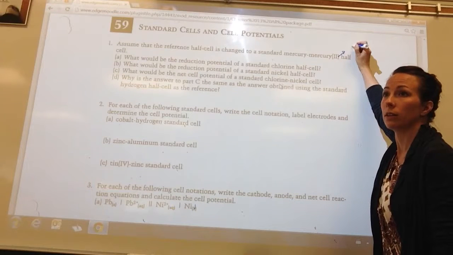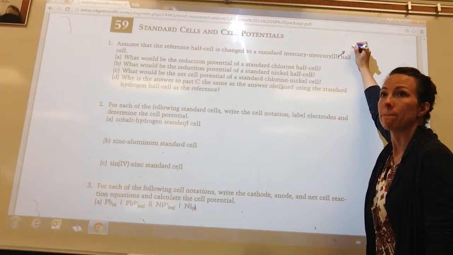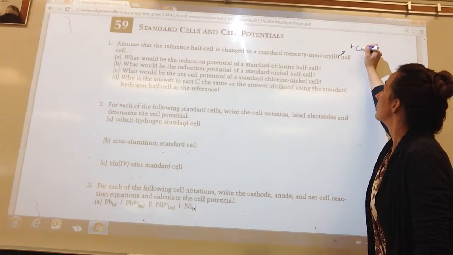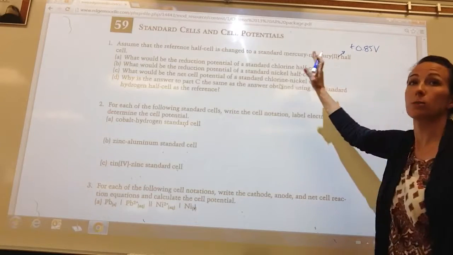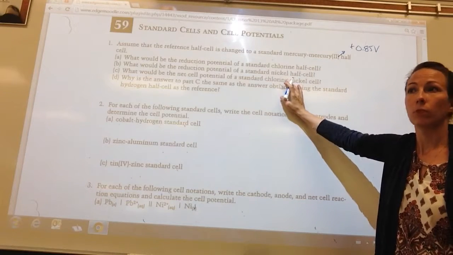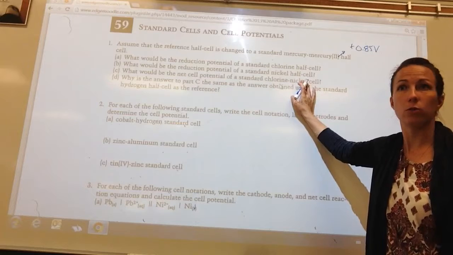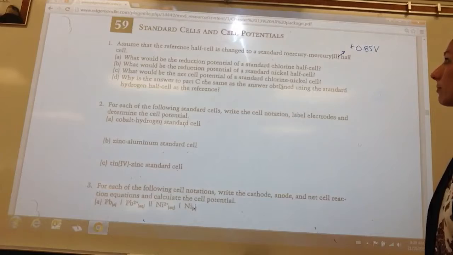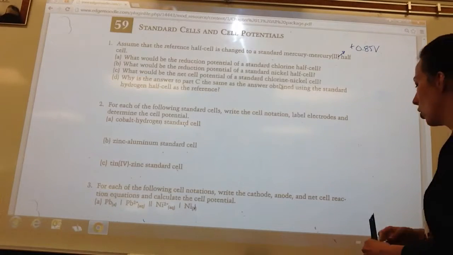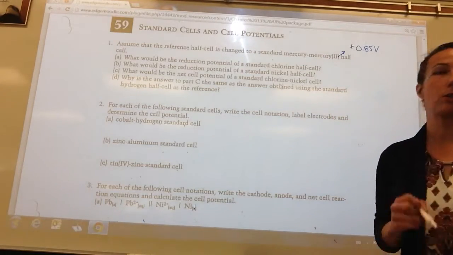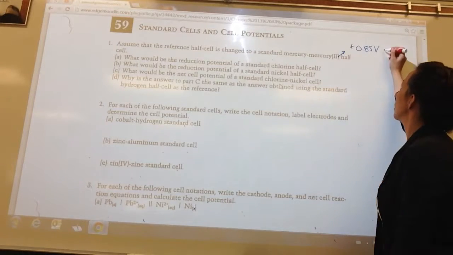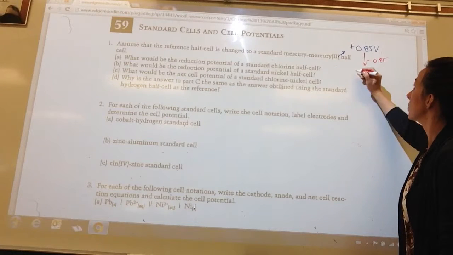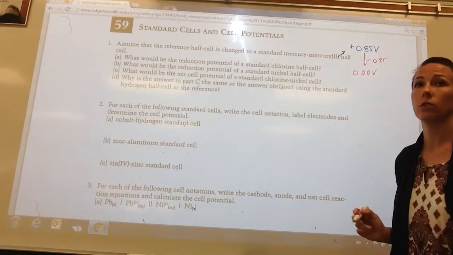What is mercury 2 at the moment in your data booklet? Yeah, mercury is Hg. Positive 0.85. You sure that's mercury by itself? Yeah. Going to mercury 2 plus, not some other unusual ion. We're good, right? So mercury 2 is 0.85. What do we have to do to that number to make it become 0? We have to subtract 0.85 to make it become 0.00 volts.